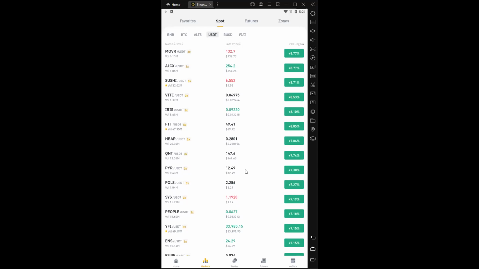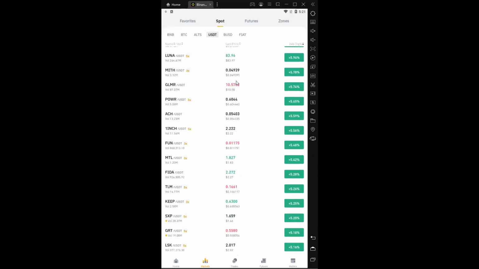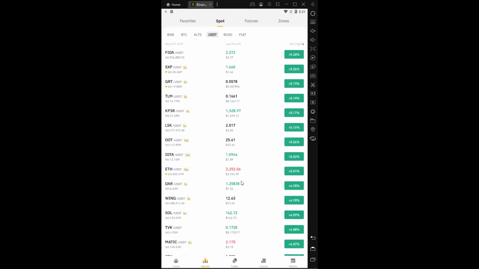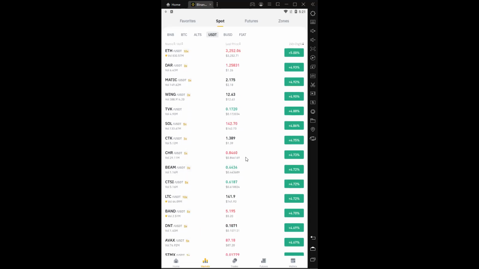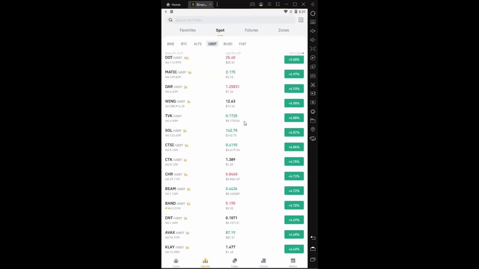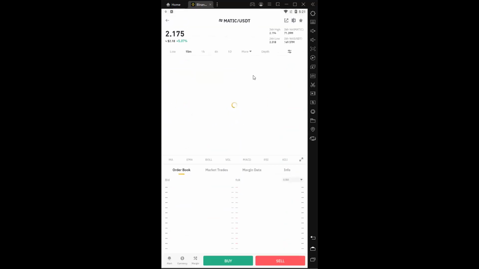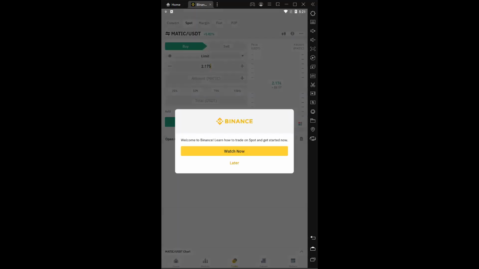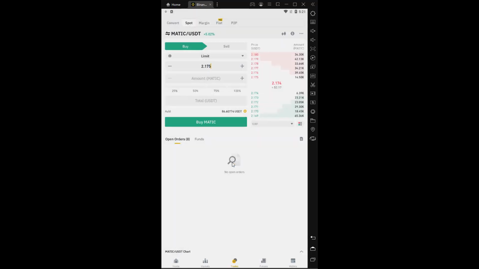So I look out for different coins and I look for the one I want to buy. Okay, because what we are doing here is an example. So let me select Matic. So you select the coin, then you select buy. So this is how the buy interface looks like. You have the buy and you have the sell. So I'm about to explain what all these functions are.